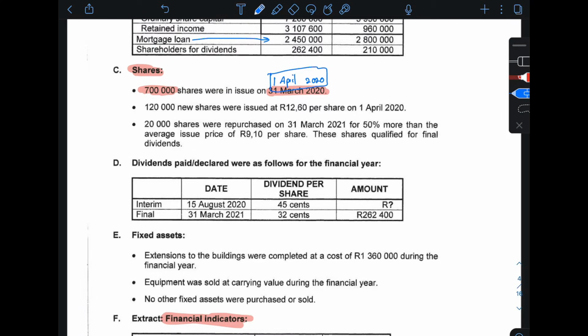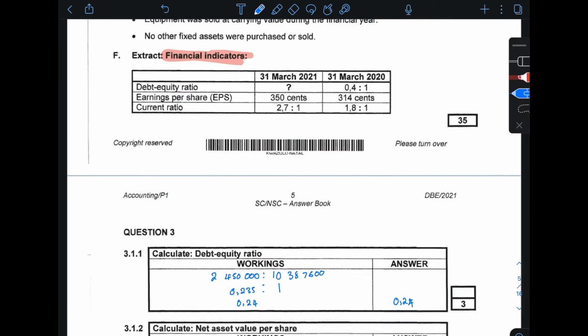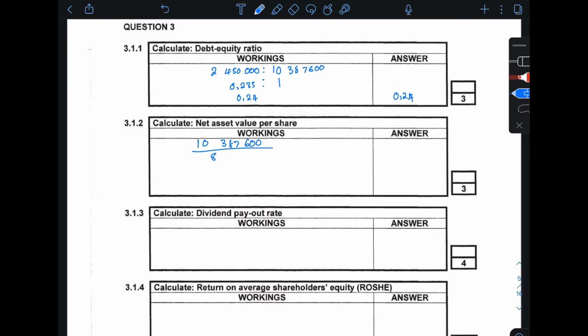And then 120,000 new shares were issued at 12.60 per share on 1 April. So we had 700,000 plus 120,000 that were issued. And then the last bullet says 20,000 shares were repurchased on 31 March 2021. I think that's all we need for now, minus 20,000. And then we have a total of issued shares as 800,000. And then you divide by 800,000 there.